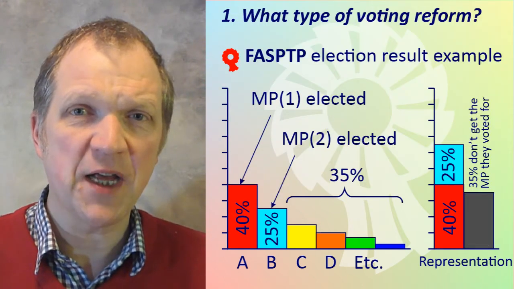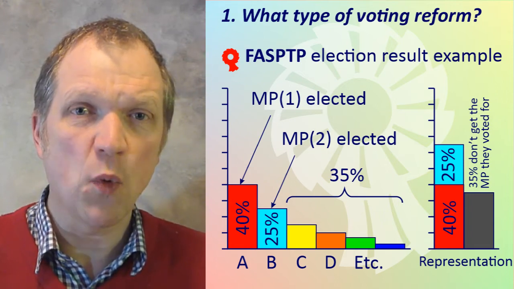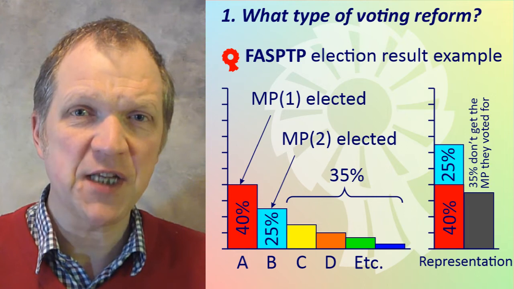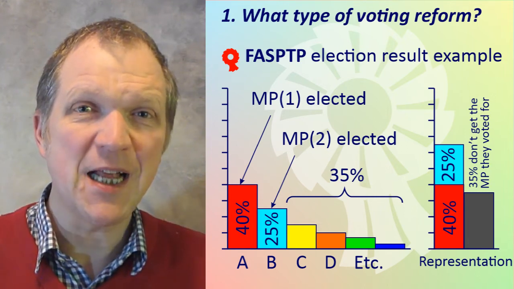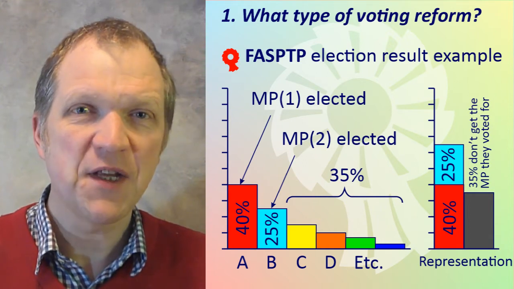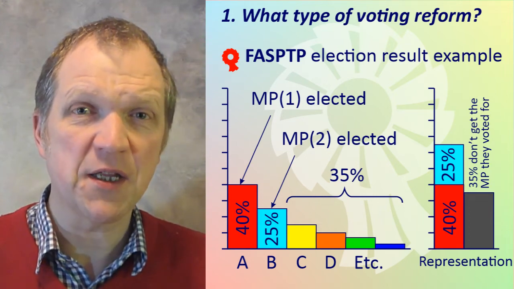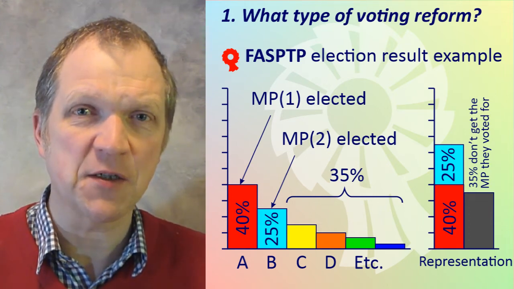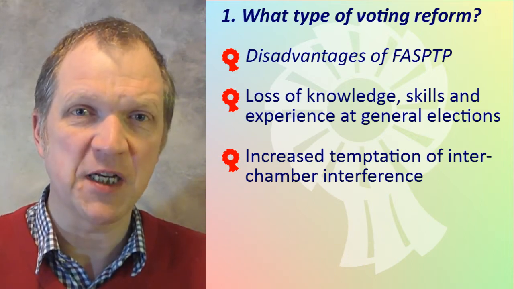However, under FasPTP, both candidates A and B would become MPs, one in the primary chamber and the other in the secondary chamber. Therefore, 65% of voters in our example get an MP they voted for, and only 35% of voters do not. This increased representation isn't as large as under PR, but it's better than under the current FPTP system. There are, unfortunately, disadvantages to FasPTP.